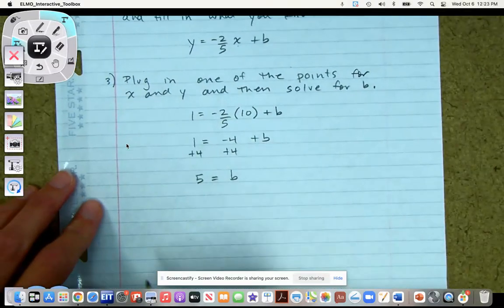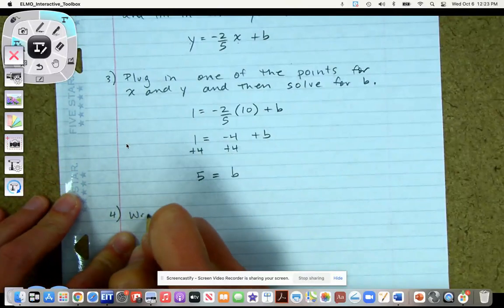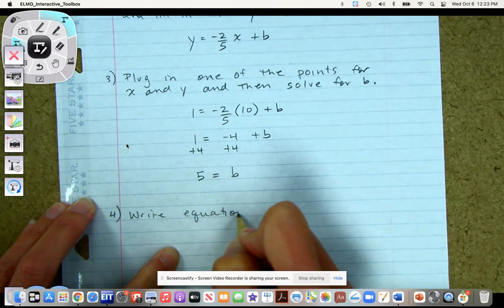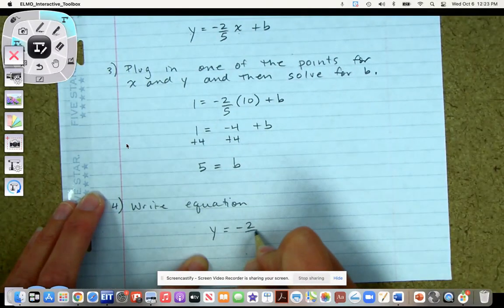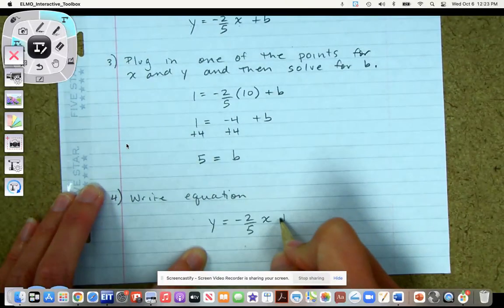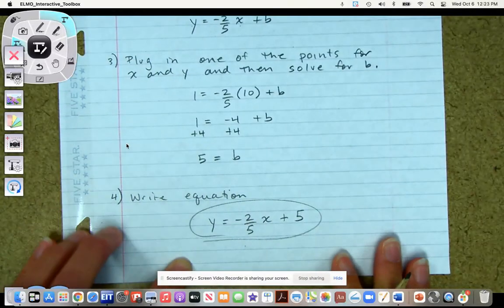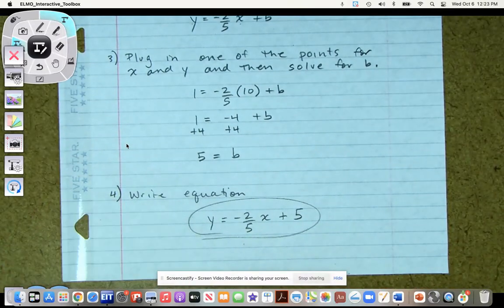So my last thing I'm going to do is I'm just going to write the equation. Okay, so y equals -2/5 x plus now my 5. Okay, so I found the equation of a line that goes through those 2 points. All right, so the last thing I want you to add is this.